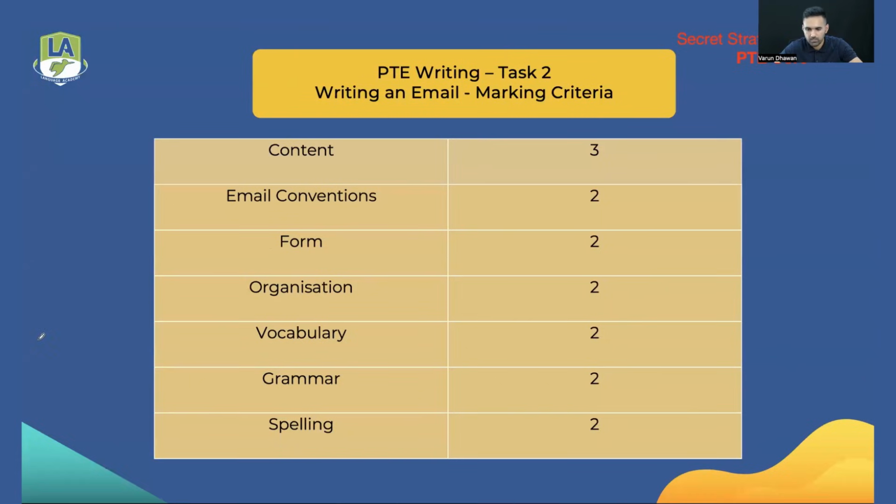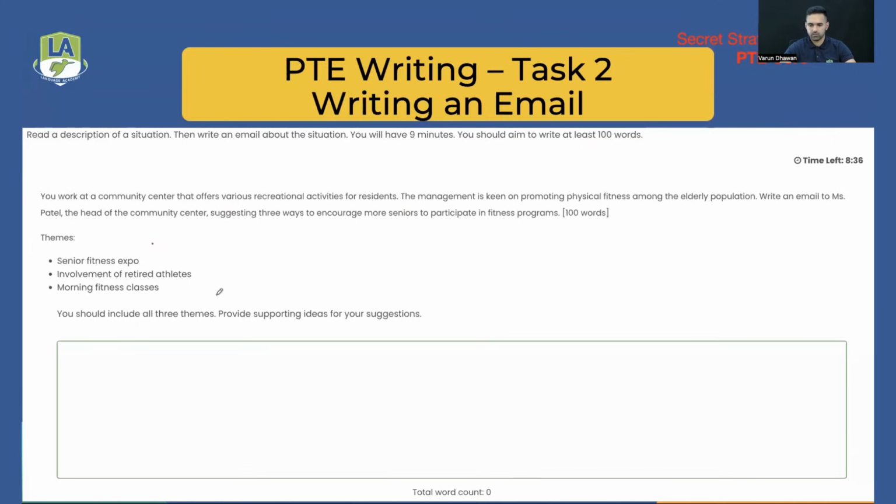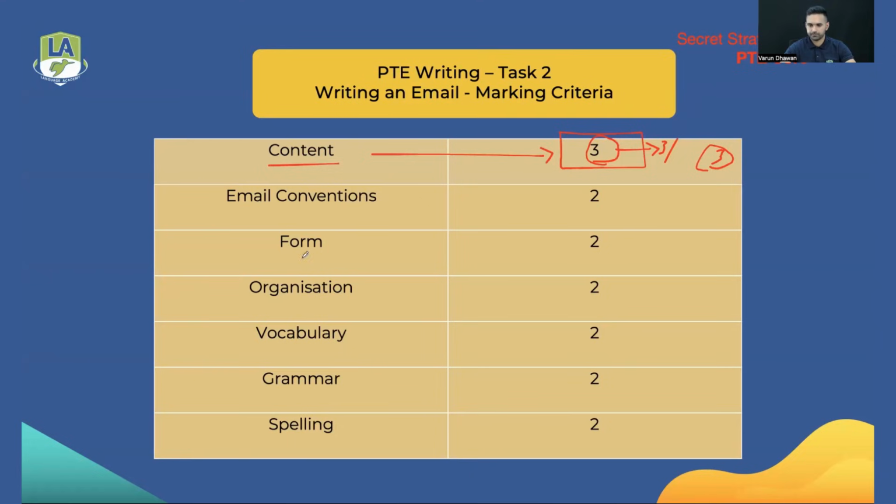All right, I'll share my screen again. Marking criteria, there are 7 parameters. First one is content. Content gives you 3 points. To get 3 out of 3, you just need to make sure you address all the 3 themes given in the email. Always along with the email, you will have 3 themes, and you have to make sure you include and answer all the 3 themes from the email, right? This is what you need to take care of.